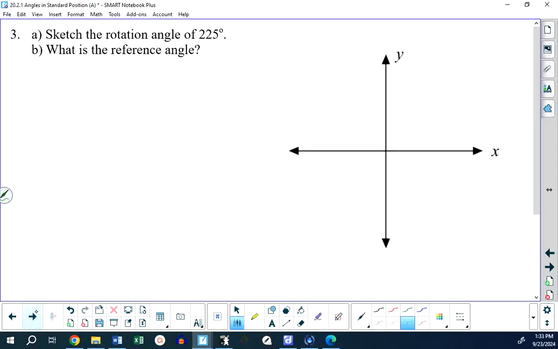Okay, just checking. Sketch a rotation angle of 225. Well, in my mind, I know 225 is between 180 and 270. The question is where, how far between? So what I would probably do is take 225 and subtract 180 from it to know how much further past 180 I need to go. And I think it's 45. And 45 is halfway, angularly speaking, between 270 and 180.